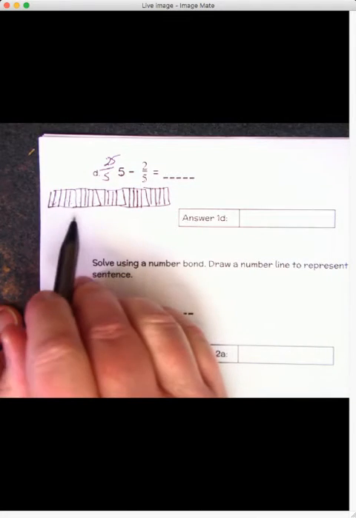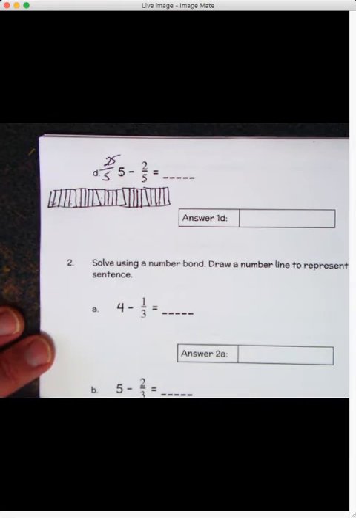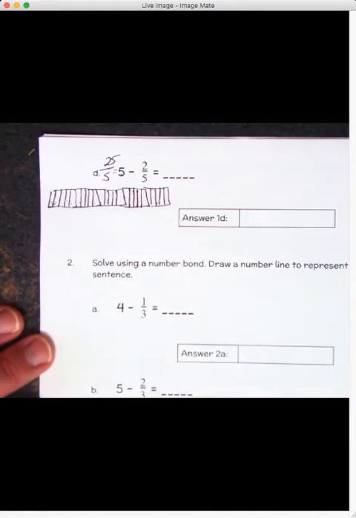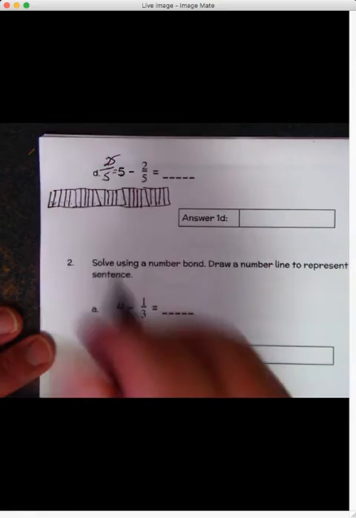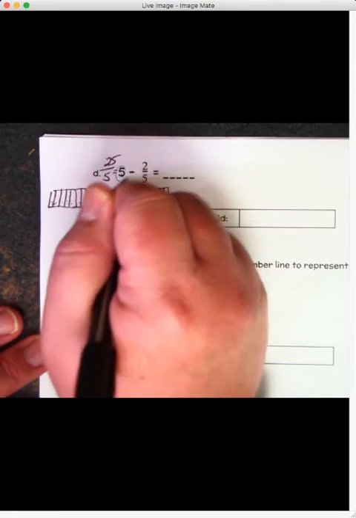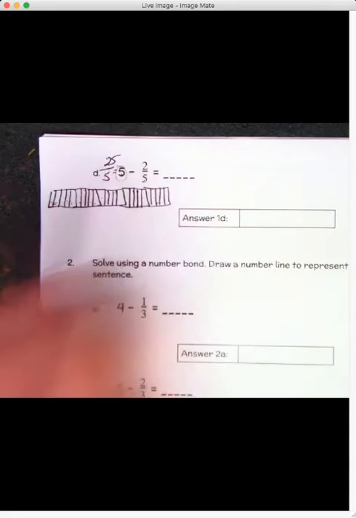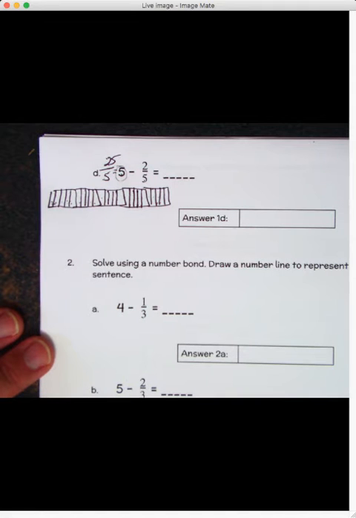I suggest you make your picture a little bigger than mine because that was hard to count. 25 fifths. So 5 is equivalent to 25 fifths. Look at this. If I took 25 and divided it by 5, what am I going to get? What times 5 is 25? Of course, 5 is. So 25 fifths is the same thing as 5.